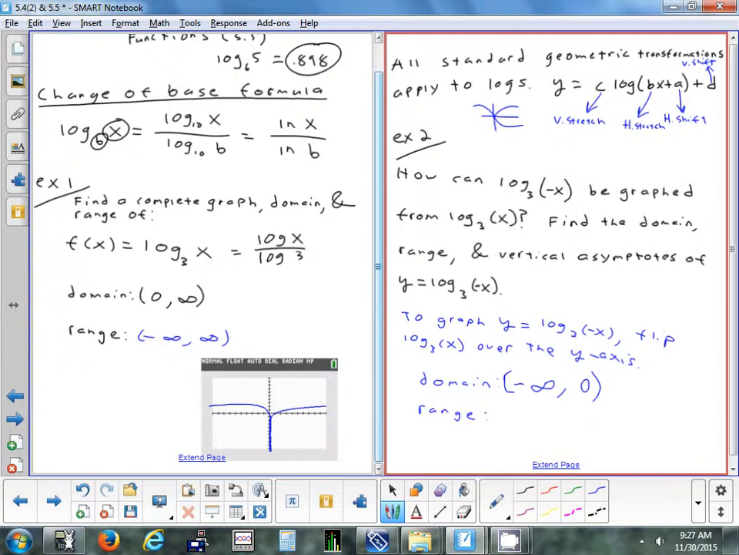Okay. And the range? What's the range going to be? Negative to positive, what, 2? 3? Infinity. Yeah, infinity. It's still going to go up and down forever. Even though it looks like it's leveling off, it still goes up very, very, very slowly.